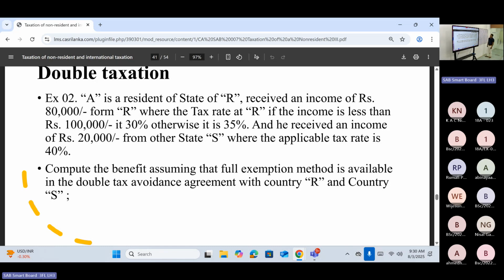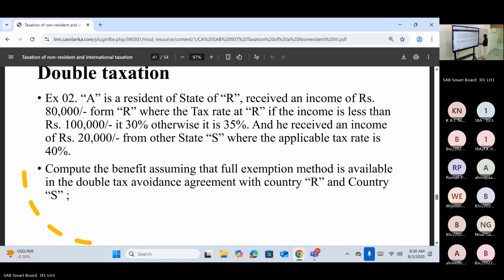Just pay 8,000 here. Anyway, this country has to pay only 24,000, right? No tax. But he has already paid here 8,000. Therefore 32,000. But if no double taxation agreement is available, he has to pay 35,000. There is no change here. 40%.